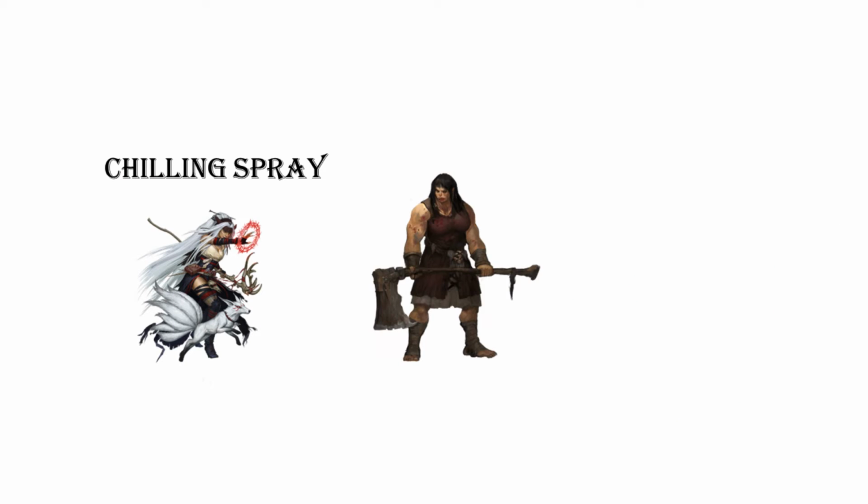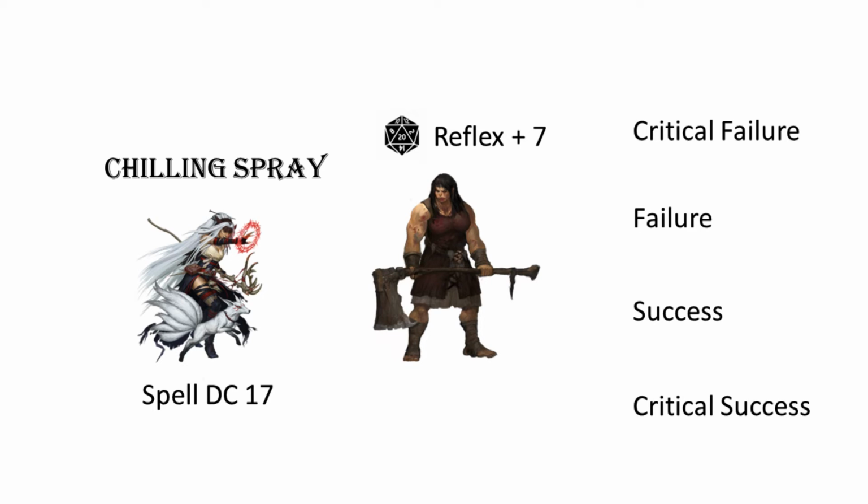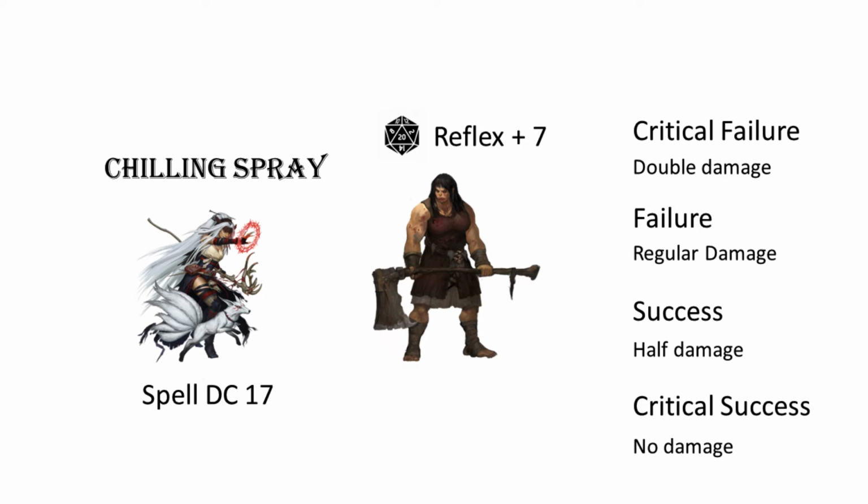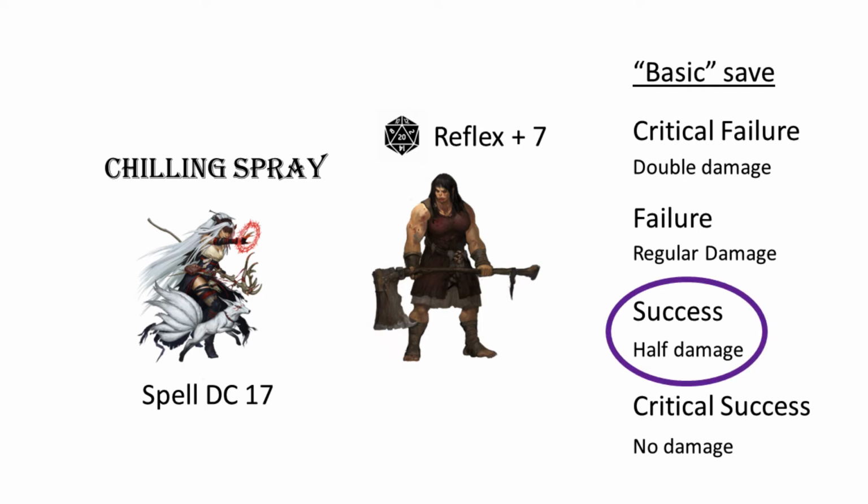Let's say you want to cast Chilling Spray on an ogre. The ogre makes a reflex save. What happens if they succeed or fail? Well, like any other check, there's 4 stages of success. In general, the different stages of success depend on the spell you're casting, but many of them have the same structure. A spell that has this structure for the stages of success can often be referred to as a basic save. They're pretty intuitive, except for perhaps success, which you have to remember still causes half damage.